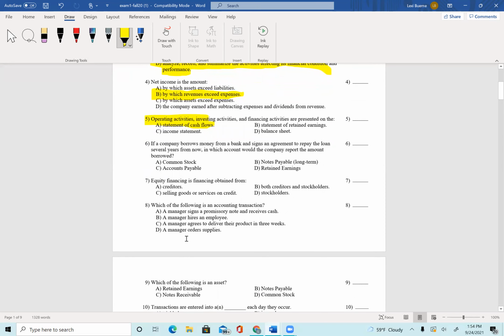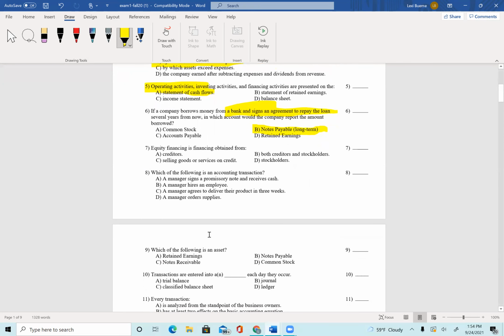If a company borrows money from a bank and signs an agreement to repay the loan several years from now, which account would the company report borrowed? So since it says in this question, you're repaying a loan and you sign an agreement, when you borrow money from a bank and sign an agreement, it's always going to be notes payable. And it's going to be long-term because it says several years. Okay, and now equity financing is financing obtained from. So this is also very similar to what we did. We said for stockholders' equity in the other exam. So that's why it's going to be stockholders.